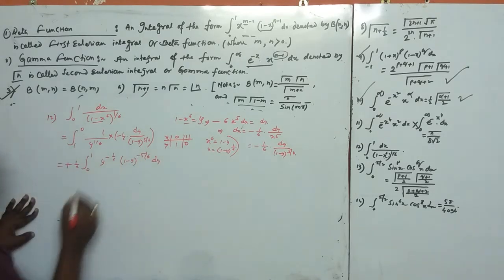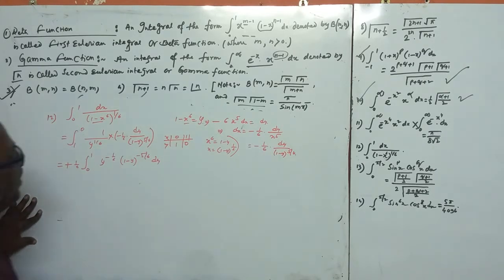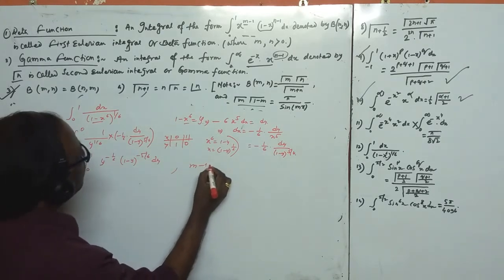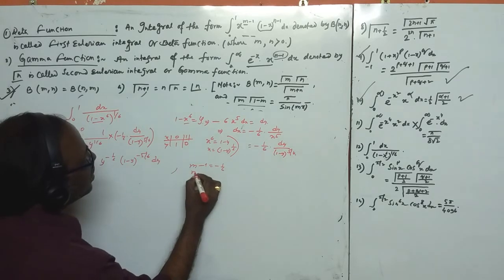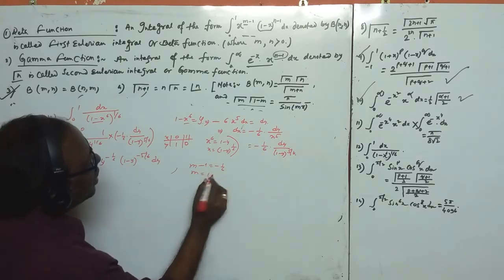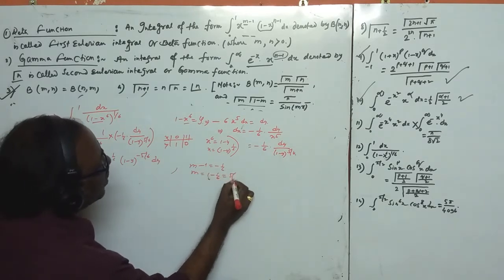Okay, and now from the definition, that is m minus 1. So m minus 1 is equal to minus 1 by 6, so m equals 1 minus 1 by 6, that is 5 by 6 here.